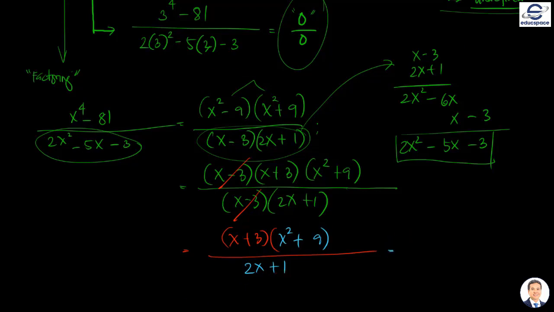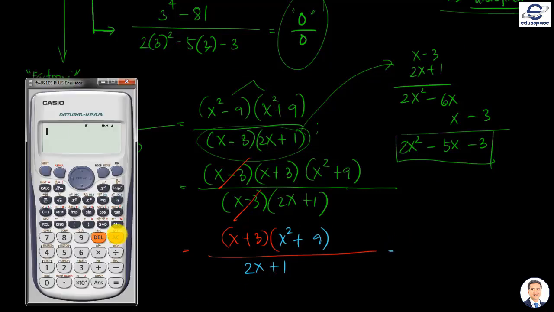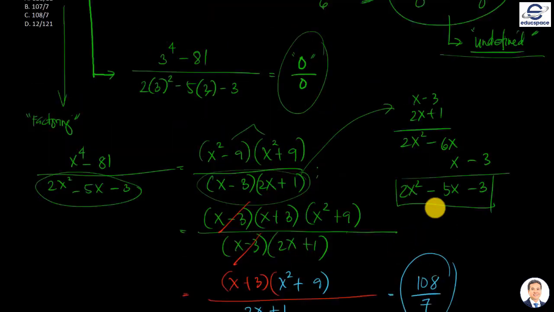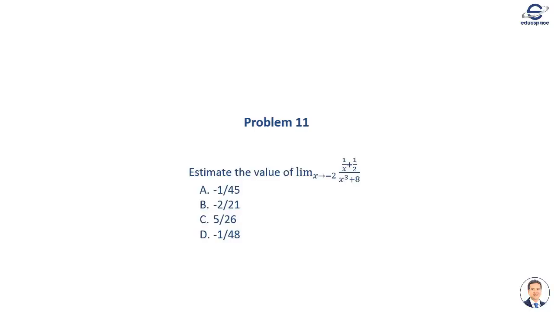Again, we can check using our calculator what the result will be. So the fraction: 3 plus 3, multiplied by 3 squared plus 9, over 2 multiplied by 3 plus 1. As you can see, we have a positive integer in the numerator and also a positive integer in the denominator. Therefore we have a good answer, 108 over 7, which is equivalent to letter C.